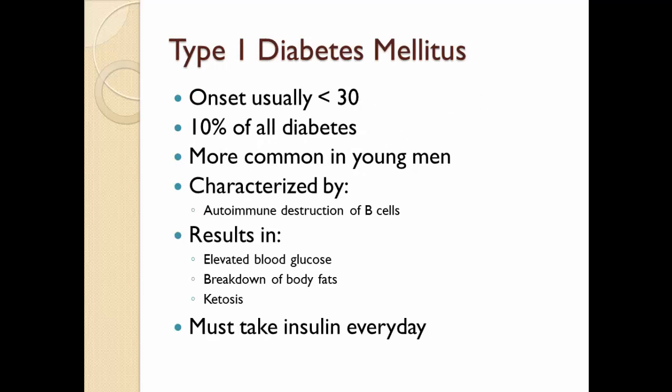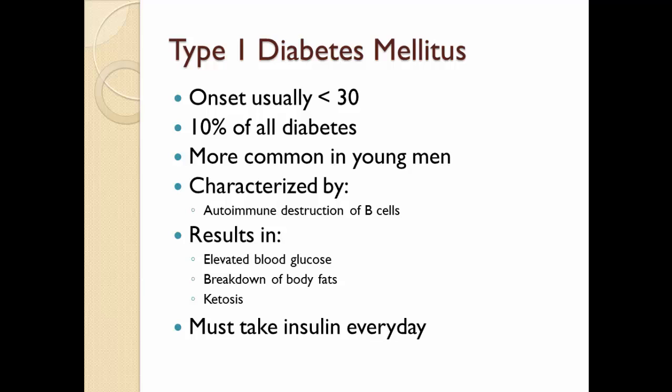Type 1 diabetes used to be called juvenile diabetes. Common onset is less than 30. It only accounts for 10% of all diabetics. So type 2 is, again, like we said in the statistics, an epidemic. Type 1 is more common in men, especially young boys between ages 10 and 13.